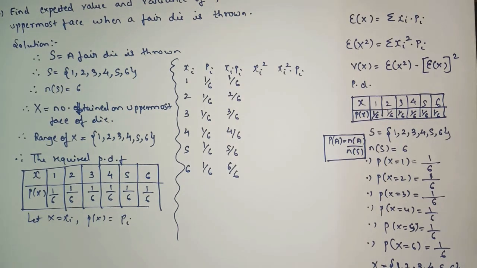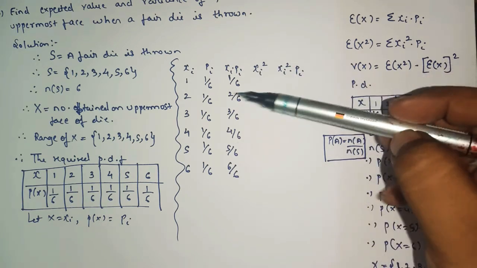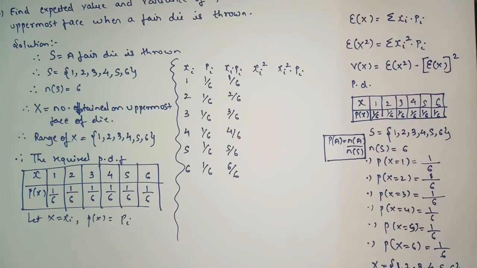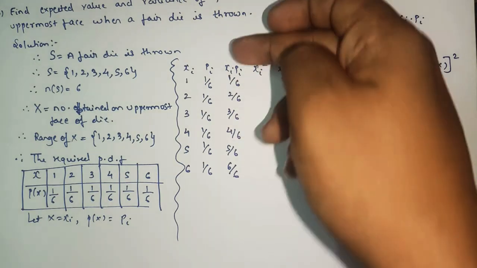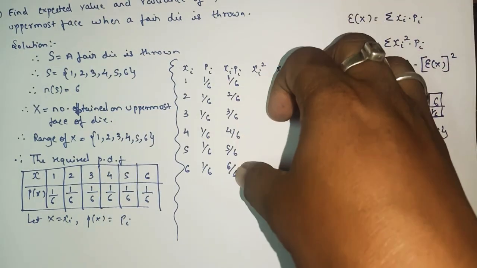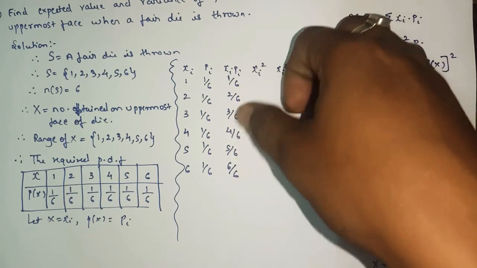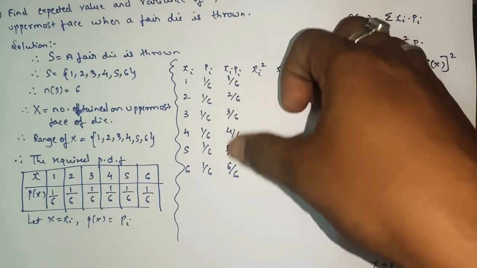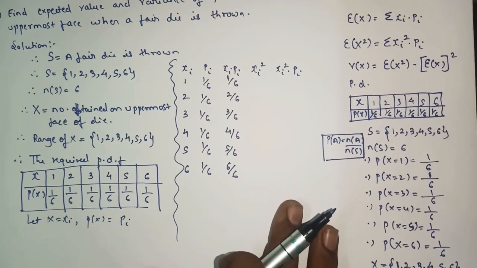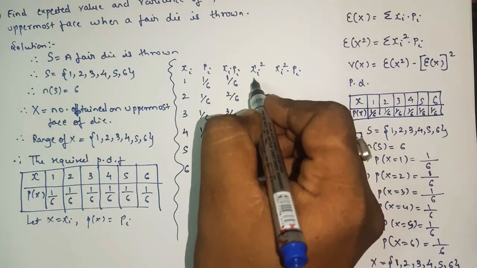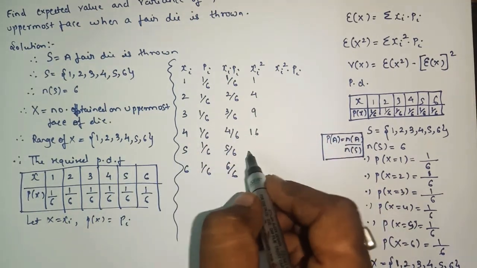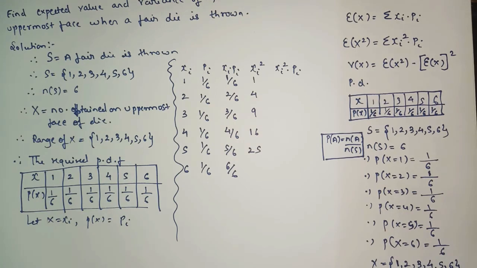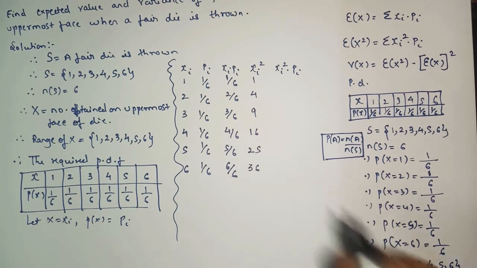But don't cancel the number, because as I explained in many lectures, whenever we have the same denominator, it will be easy for us to add the numerators. So don't cancel the number, keep it as it is. When you multiply and write in the column xi pi, see to it that you don't cancel or reduce the number, keep it as it is. So next is what? Xi square. So 1 square is 1, 2 square is 4, 3 square is 9, 4 square is 16, 5 square is 25 and 6 square is 36.